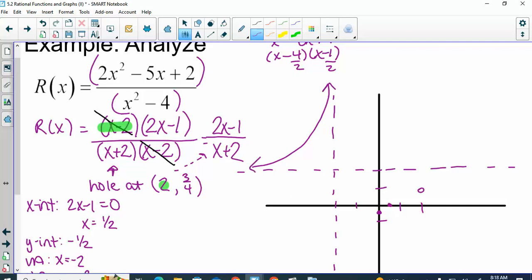Draw your curves approaching your asymptotes. Make sure you go through all the points that we've plotted. And don't accidentally fill in your open circle as you're drawing it. So it looks something like this.